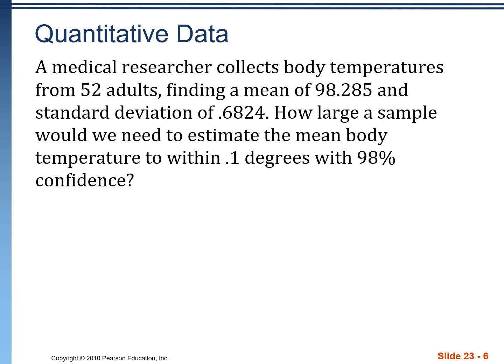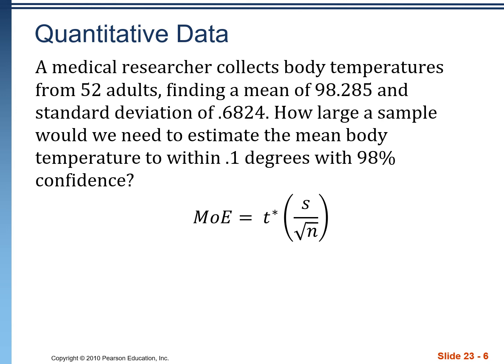With quantitative problems, the equation's a little easier, but sometimes there's an additional step. Here we have a medical researcher that collects body temperatures from 52 adults. They find a mean of 98.285, standard deviation of 0.6824. How large a sample would we need in order to estimate the mean body temperature to within 0.1 degrees with 98% confidence?